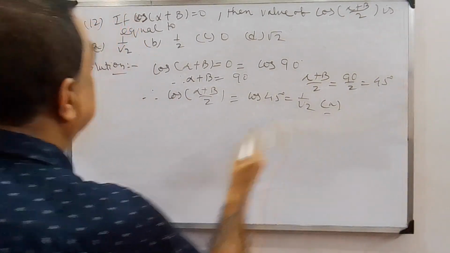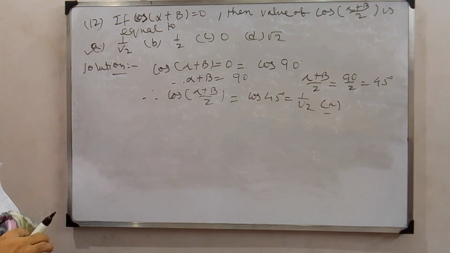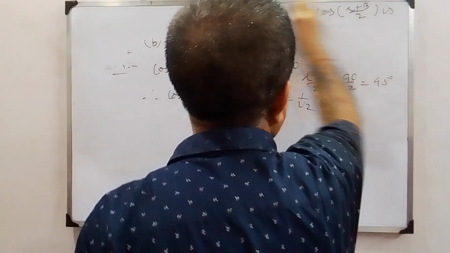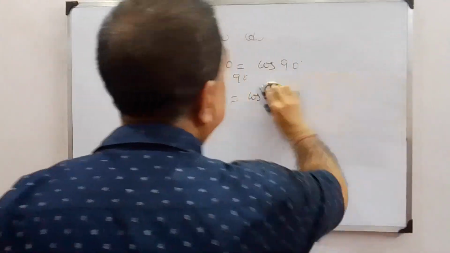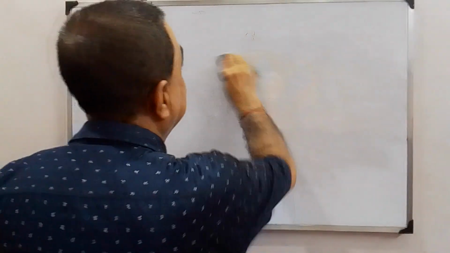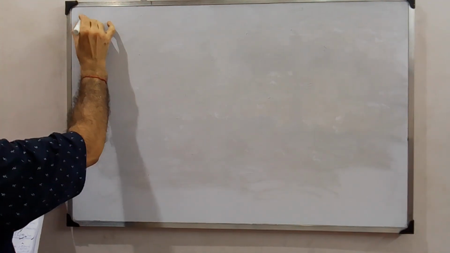So this is completed. Number 12 is completed. Now we will be doing number 13. Now 12 is completed, and I am starting 13. So what is question number 13 saying? I am writing it on the board. So question number 13.